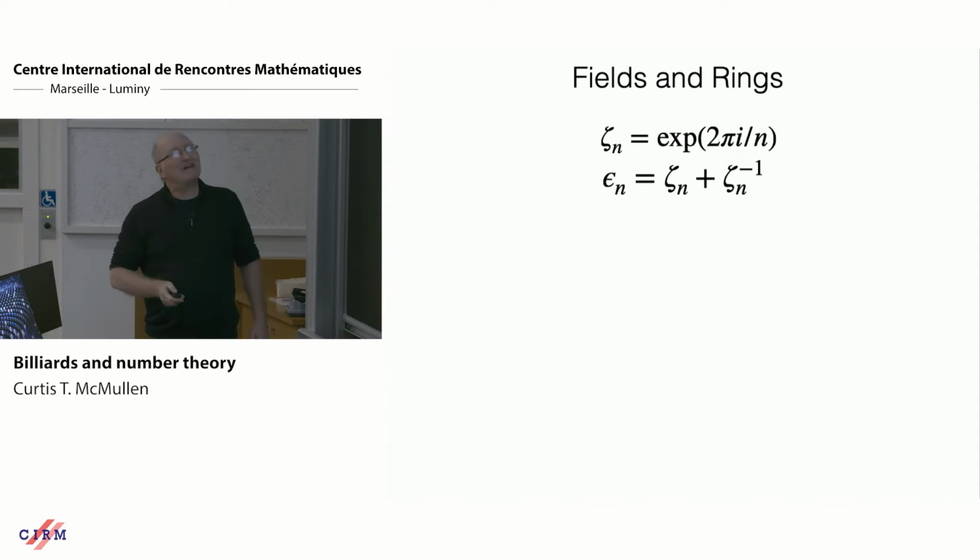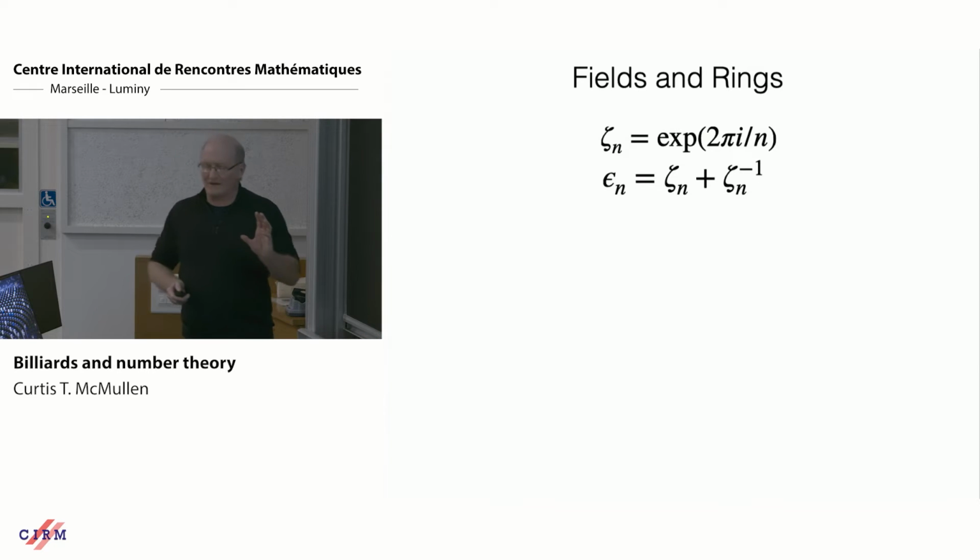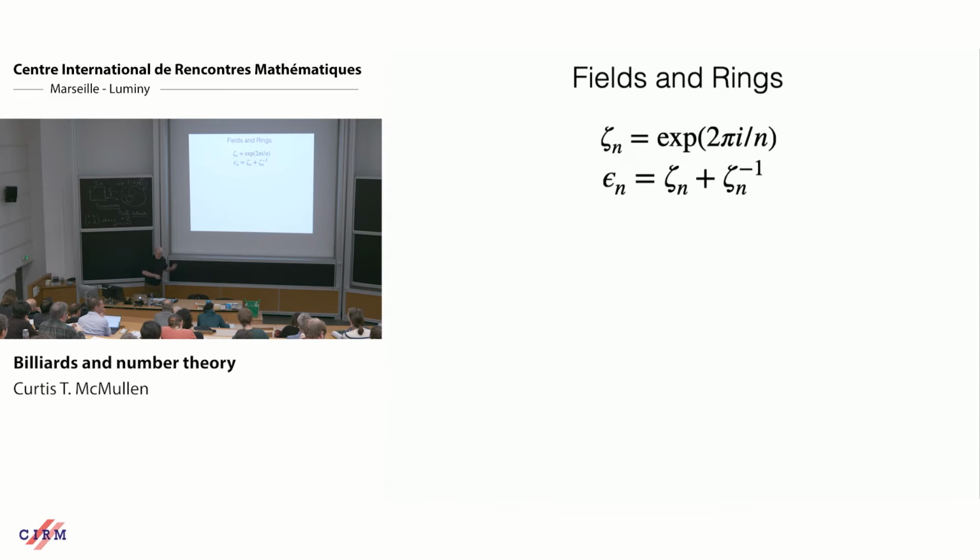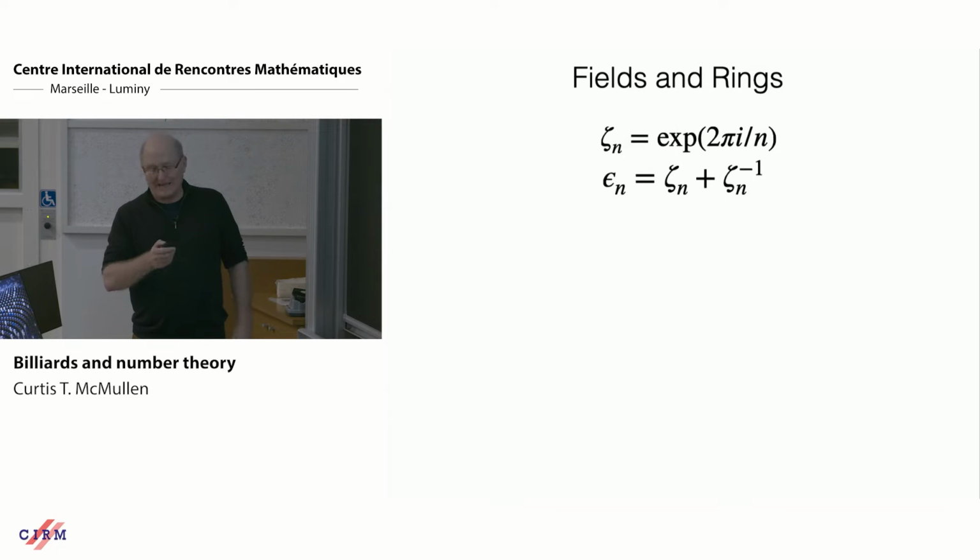So in general, when we study billiards in a regular n-gon, the nth root of unity obviously plays an important role. Even to draw the picture of the regular n-gon, one uses the nth root of unity in the complex plane. And then there's a cosine. 2 cosine 2 pi over n is the same as the real number obtained by taking the trace of zeta n, i.e. adding it to its complex conjugate to get twice its real part. This generates a real field.